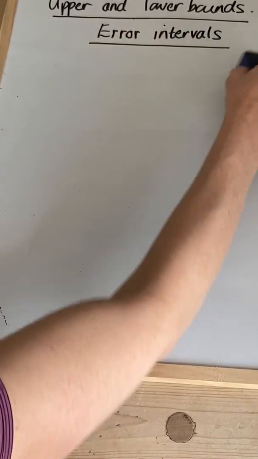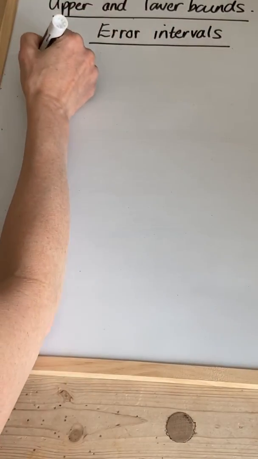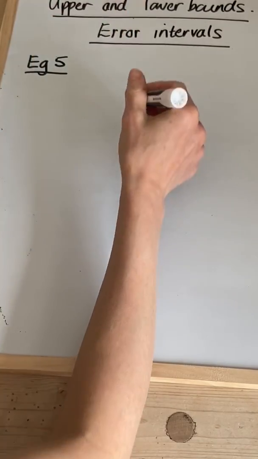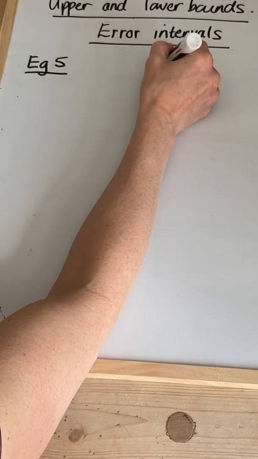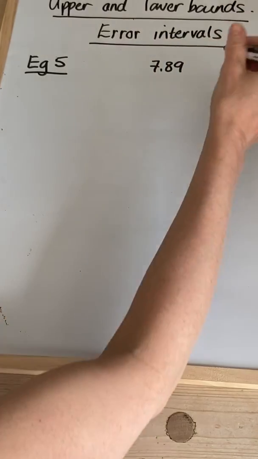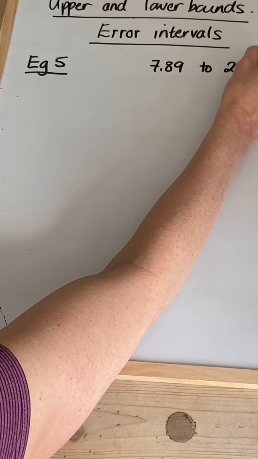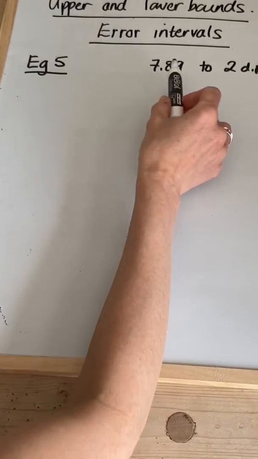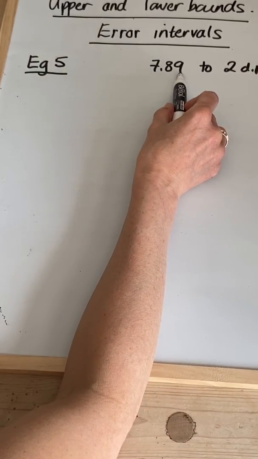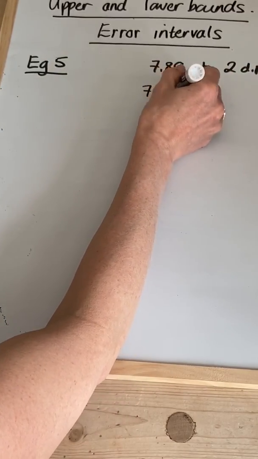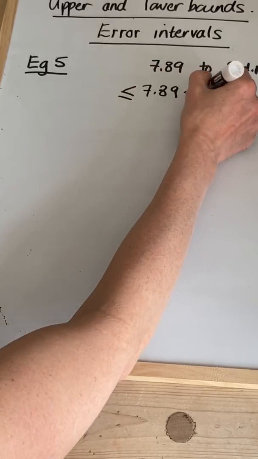Okay, example number 5. With example 5, I've got 7.89, and that has been rounded to 2 decimal places. So the second decimal place is in the hundredths column there, isn't it? Let's just have a think about what that's going to look like. I'll just write it out ready to go.